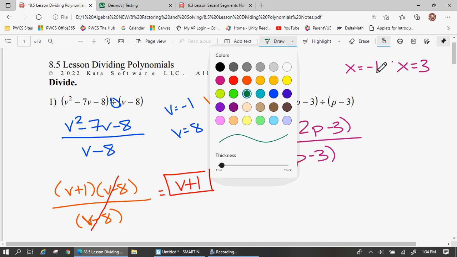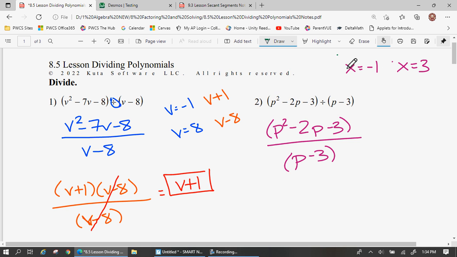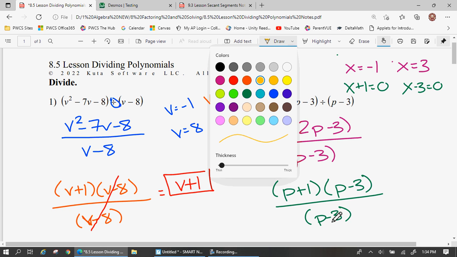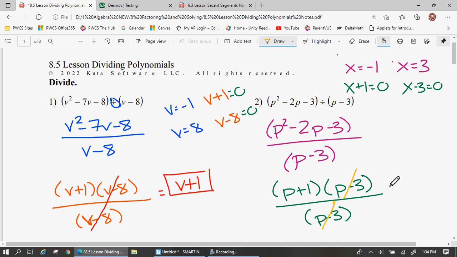I want to find the factors, so I'm going to solve these two equations so that everything's on the left. So I get x plus 1 and x minus 3. Sorry, I left out the equal zeros over here. It's okay, because what we care about is this part, x plus 1 and x minus 3. I'm going to turn them back into p's, so on top, that turns into p plus 1 and p minus 3. On the bottom, we have p minus 3. Since we have these two things in common on the top and the bottom, we can cancel them, and we're left with p plus 1 as our answer.